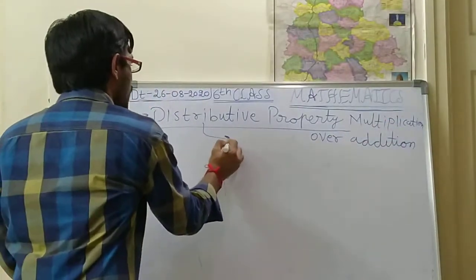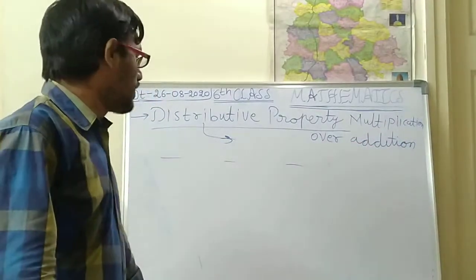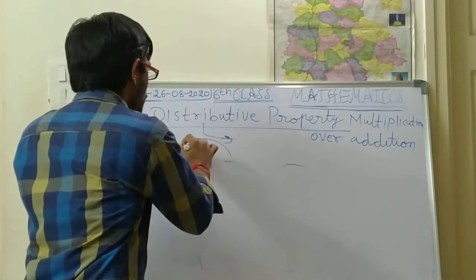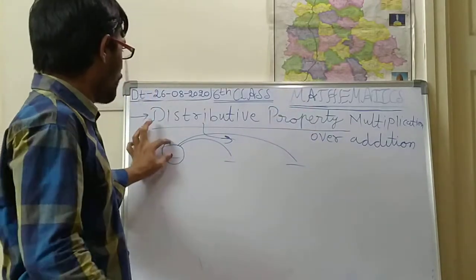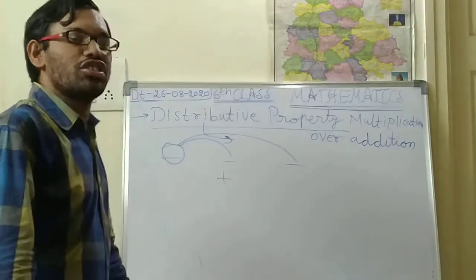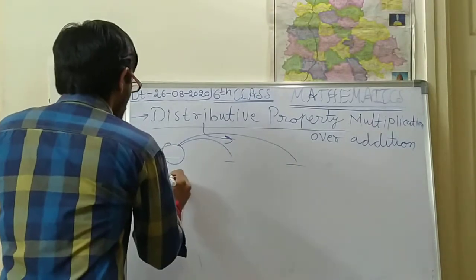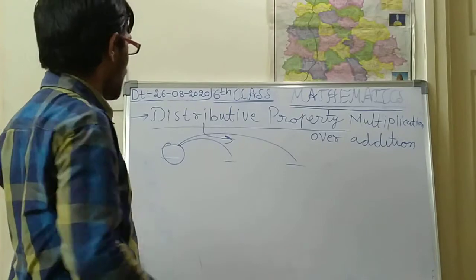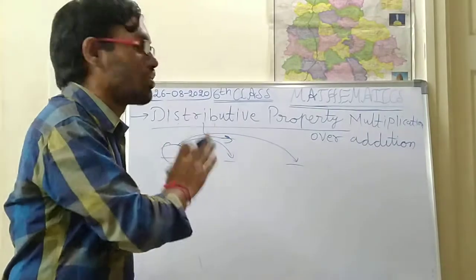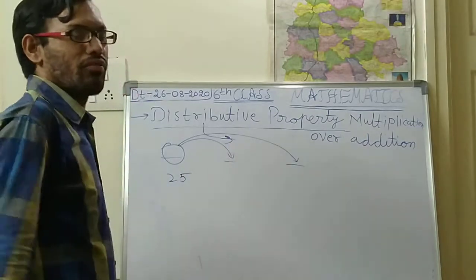Here also there will be three whole numbers. We have to consider the three whole numbers. Among these, one whole number should be distributed to the two whole numbers with the help of the addition symbol. For the result also, you should get the same whole number only. Suppose you take any number. So 25, I am taking as one whole number.